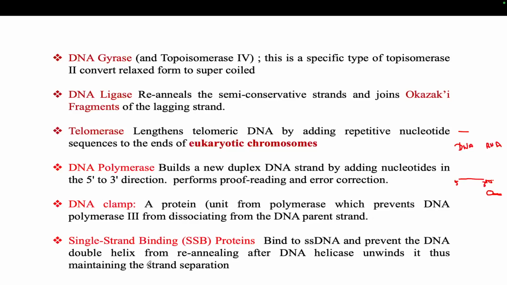Then the single strand binding protein. When the DNA is converted into single strand after the breaking of the hydrogen bonds, it is very prone to nuclease attack. So to make it stable, single stranded binding proteins go and bind to those strands, making them stable, so that the helicase can unwind it and maintain the strand separation. So this is the main function of the single stranded binding protein.